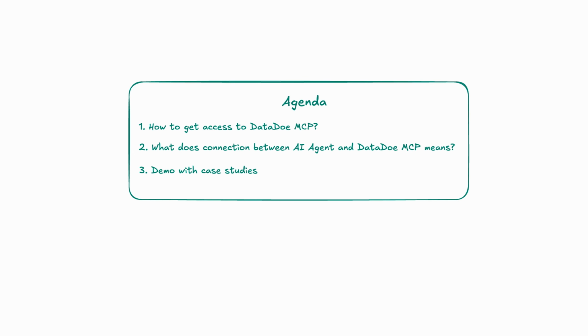First of all, I show you how to get access to our DataDoe MCP tool. Then I'll explain what this connection actually means. Instead of spending hours building complex integrations with the Amazon SP API and Ads API, the DataDoe MCP acts as a ready-to-use data layer. It collects, processes, and shares your Amazon data so your AI agent can understand and use it instantly. Finally, we are going to put this to the test.